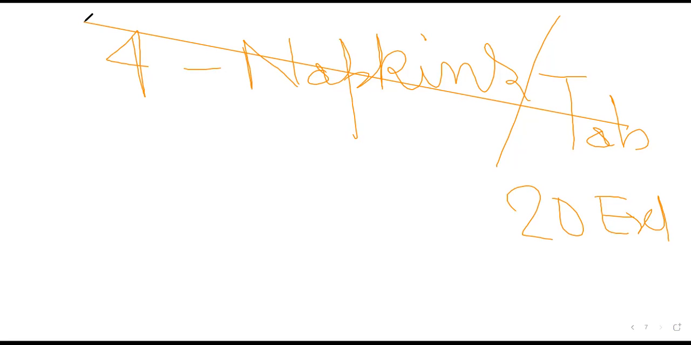Does it say 20 extra on each table? No, no. Once again, I'm reading the question. A restaurant has 4 napkins at each table, plus 20 extra napkins held in reserve, somewhere in the store. If the restaurant has a total of 100 napkins, how many tables are in the restaurant?